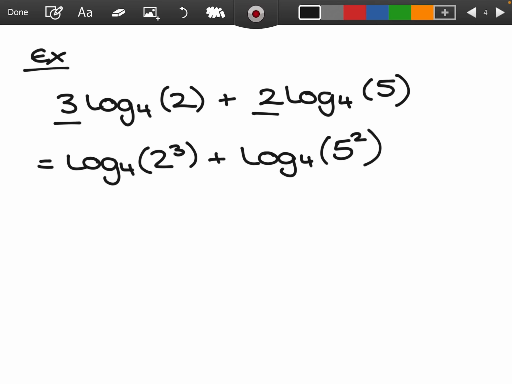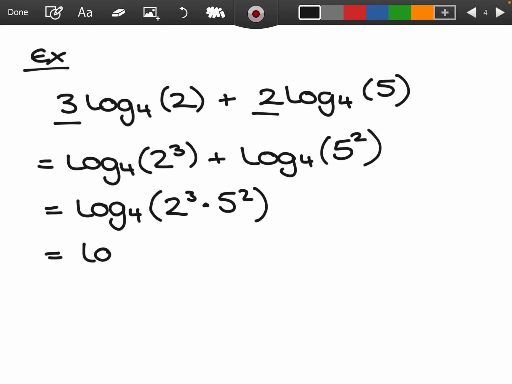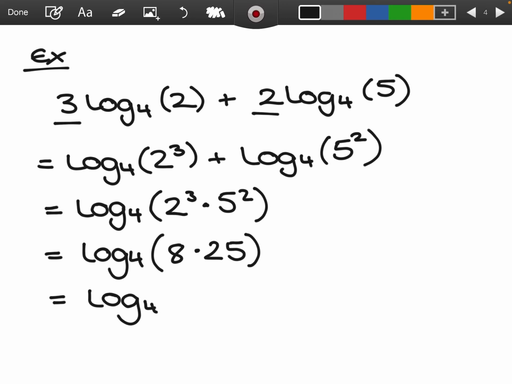Then I've got this addition of 2 logs with the same base. That means I can combine them now into one log and multiply those values that are in my arguments. So I'm going to have a log base 4 of 2 to the 3 multiplied by 5 squared. So now I can simplify this as log base 4, 2 to the power 3 is 8, multiplied by 5 to the power 2 is 25, and 8 times 25 is just 200. So now I've used all of those properties to combine them into one log function.